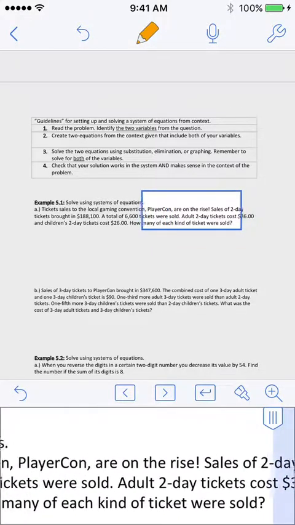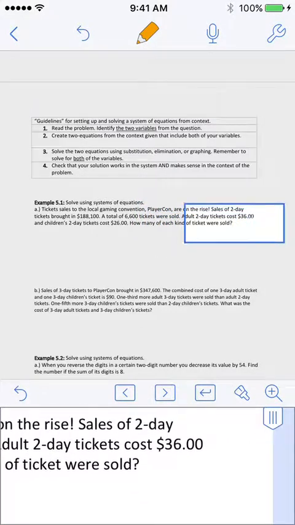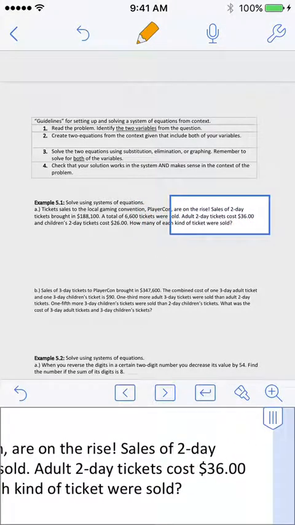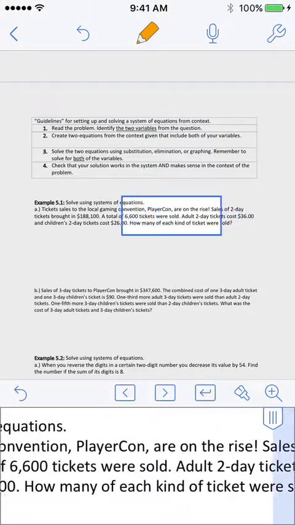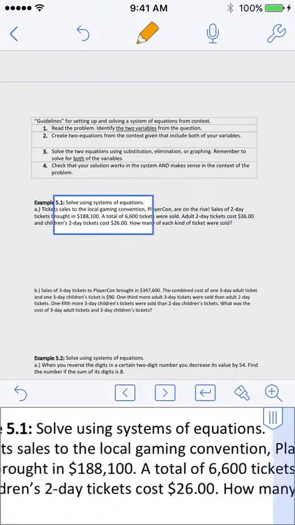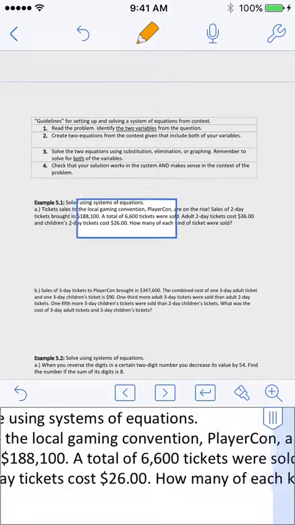If you're like me, you know that things like PlayerCon are probably a little more expensive than $36. I know I just bought my tickets for Comic-Con, and holy crap. So, never mind. Definitely a little more expensive, but we'll work with these ones since they're pretty simple.